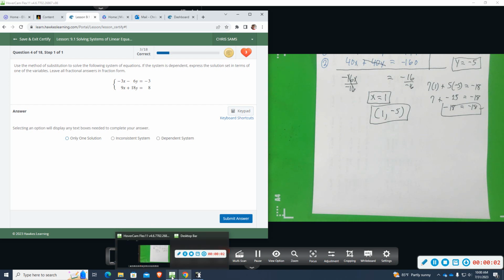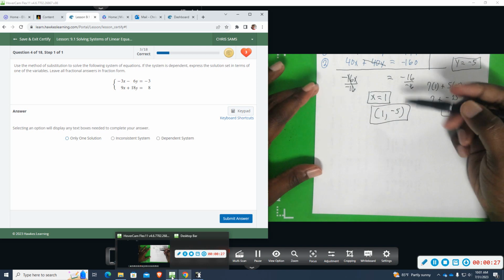All right, number 4 also says use substitution. With this one, I'm going to take a little bit of time to explain when substitution is easier, but I want to show you also how to use the calculator. So I'm going to show you how to solve these using the calculator as well. Hopefully it works out nicely for us and gives us some whole numbers.